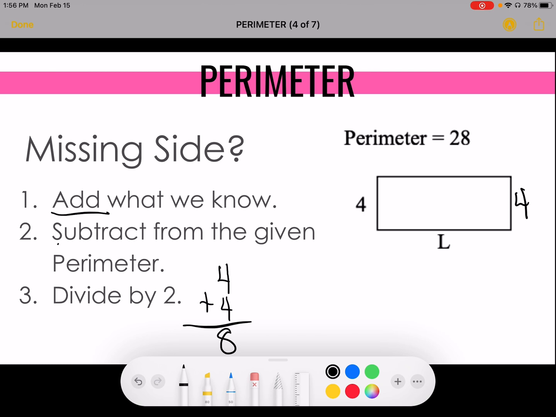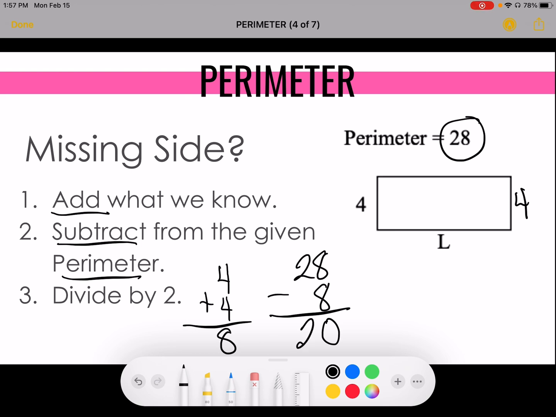Then we need to subtract from the perimeter. So they tell us the perimeter is 28. So we need to do 28 minus 8. 8 minus 8 equals 0. 2 minus nothing equals 2. So now we have 20. But that's for the top and the bottom. So we got to split that in 2. We got to divide it by 2 to find each side.